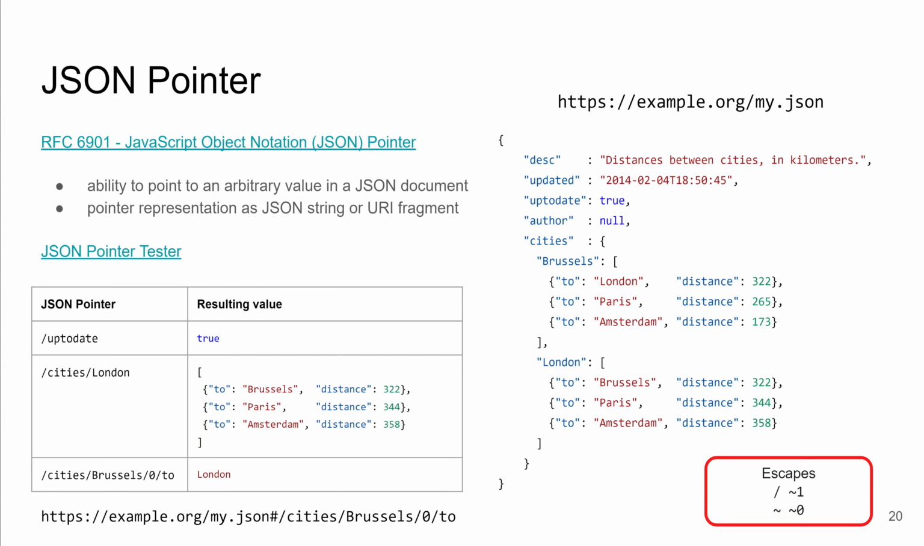And there is one detail worth mentioning, and that is that if the JSON key was to contain a slash, which is a reserved character in JSON pointer, then this slash is to be escaped, and it is to be escaped using tilde and 1. And since tilde is used for escapes, it also needs to be escaped, so tilde is escaped as tilde 0. So these are the only two escapes in JSON pointer, and that's it.